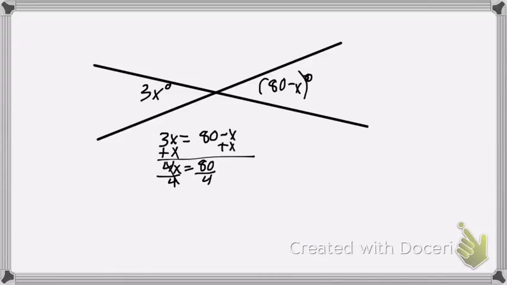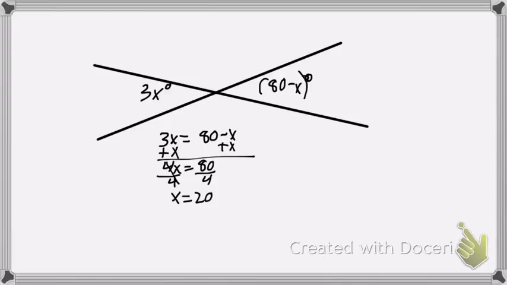Important to understand why it is we're doing these things, not just because the teacher told us to, but because there are properties and laws and rules and theorems and postulates and all this other stuff that says that we can. So we get down, we get x equals 20.